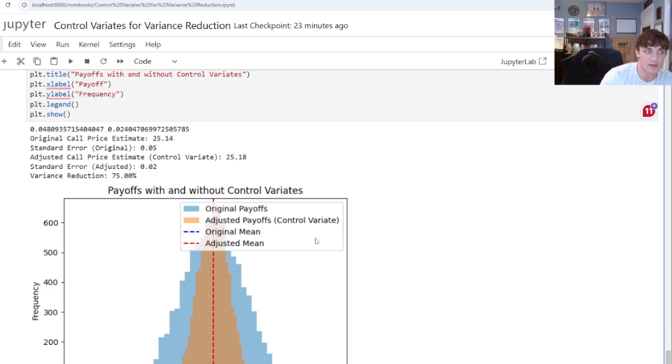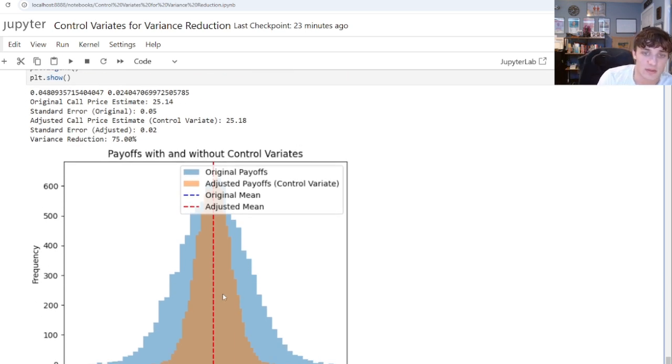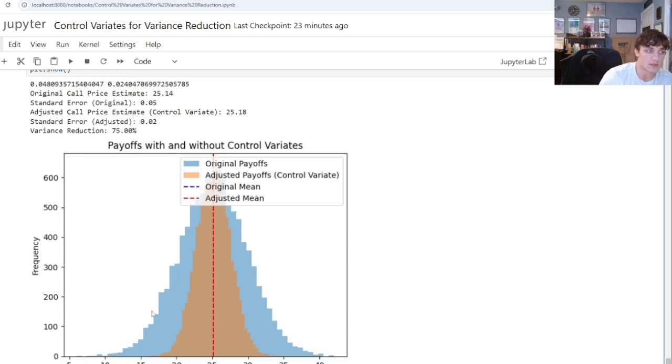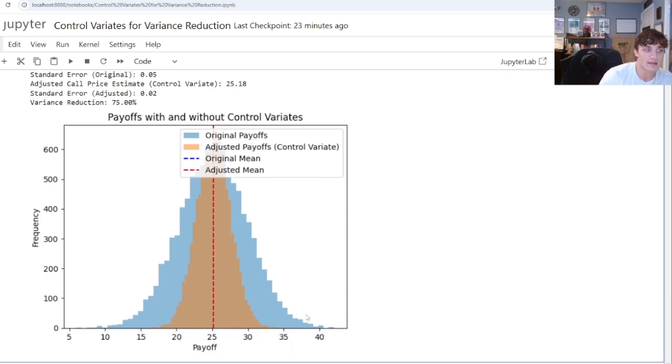So let's take a look at what's going on here. We have our original payoff distribution. That's this blue distribution here. And these are the payoffs of the simulated prices. You'll notice that the adjusted payoffs with the control variate have a tighter distribution. Now, that doesn't necessarily specify the payoffs. Remember, the control variate is not the payoff.